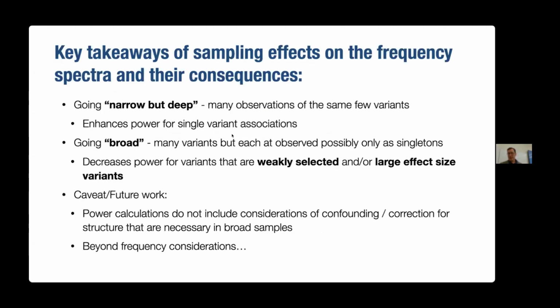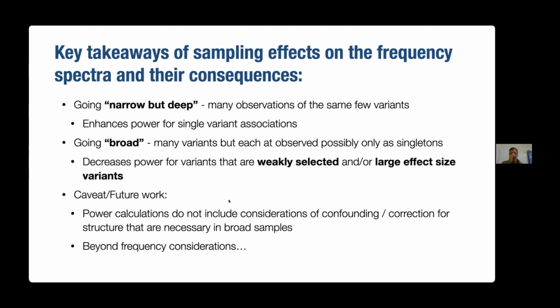Some key takeaways: going narrow but deep, you get many observations, the same variance, and enhanced power for single variants. Going broad, you're going to be able to get many variants, but possibly only at singleton, doubleton, or tripleton type frequencies. So it's going to decrease power unless there's super large effect size variance.